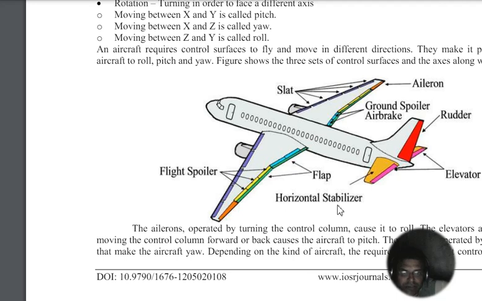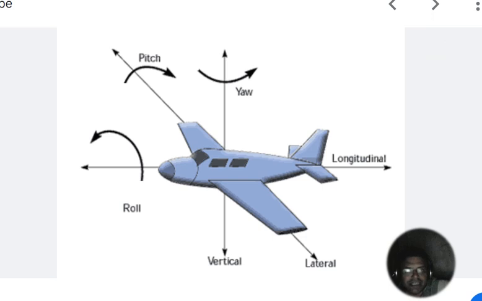Then we also have something called horizontal stabilizer, elevator, rudder, ground spoiler, aileron, slats. Slats are also responsible for improving the lift, which we will see in the coming classes. Okay, and then I hope you understood what the degrees of freedom of an aircraft are, and how many degrees of freedom a normal aeroplane has.